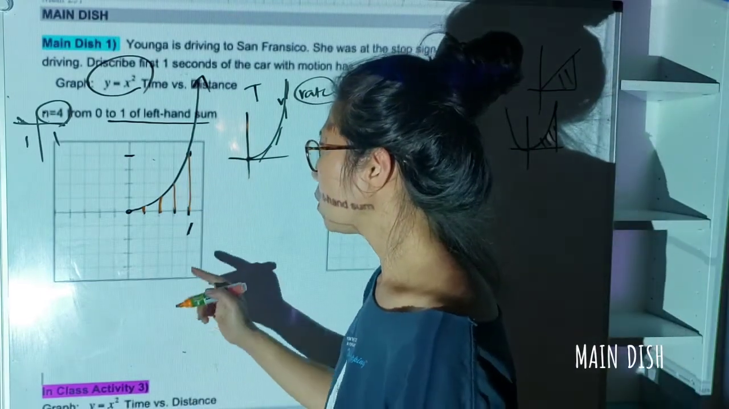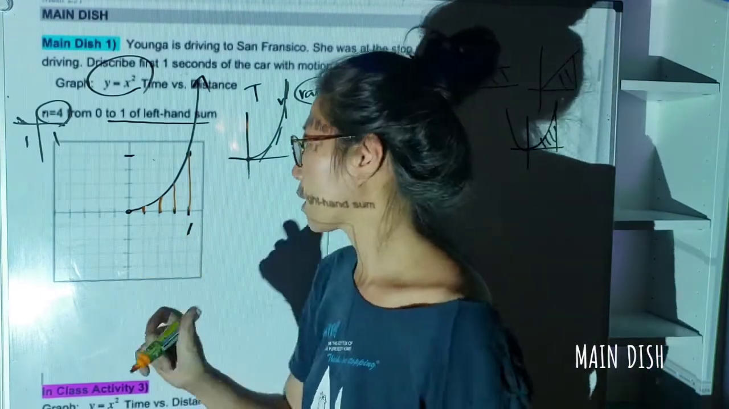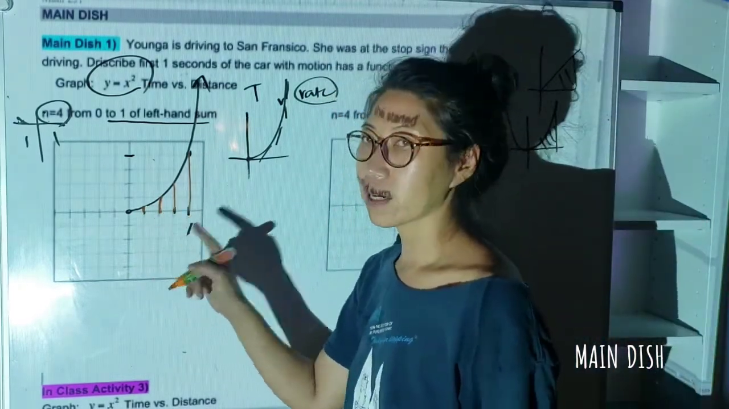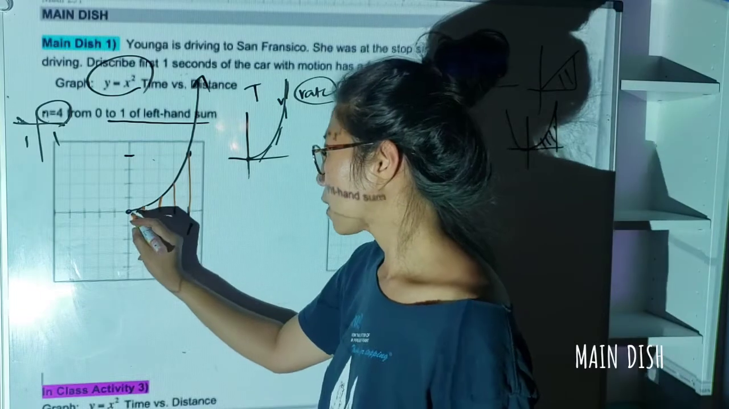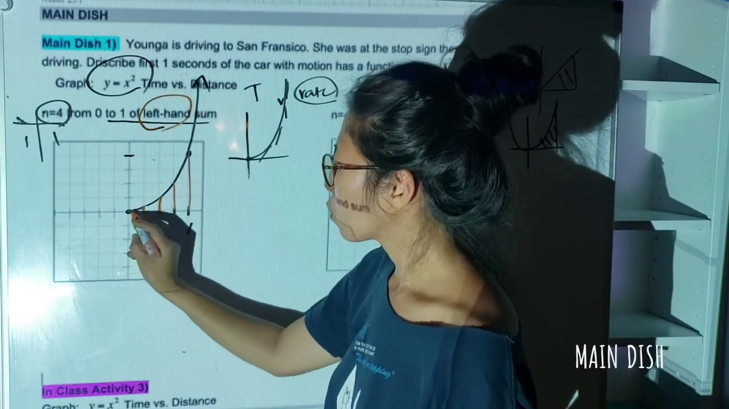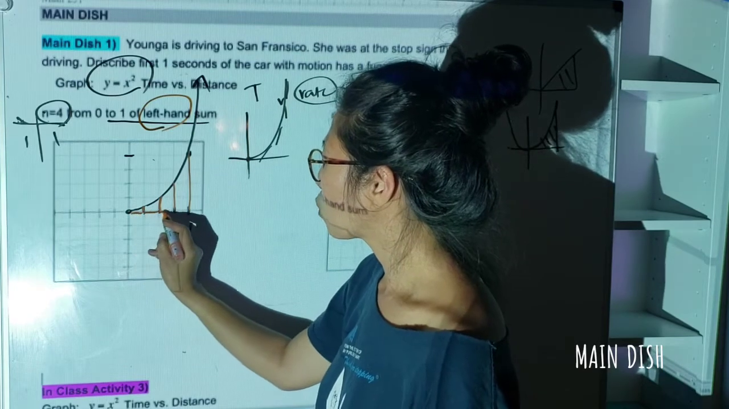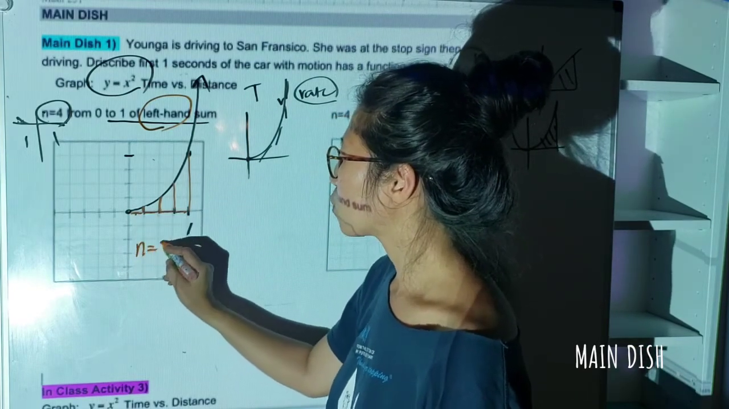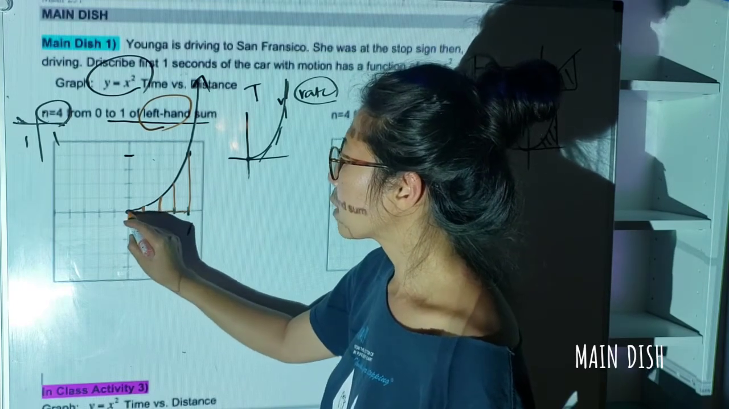Then from here, you are going to have 4 rectangles. We are going to start to estimate. Since we cannot find the area, we are going to build rectangles and then try to estimate. So we're using the left side as a height. If you have this line, that's going to be your base. And do you see that 1, 2, 3, 4? So we say n is 4. Then from here, the left side is going to be your height.